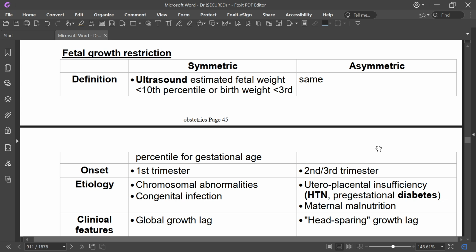Okay, etiology. For symmetric, this is chromosomal abnormalities and congenital infection. And asymmetric is uteroplacental insufficiency, like hypertension, pregestational diabetes, and maternal malnutrition.